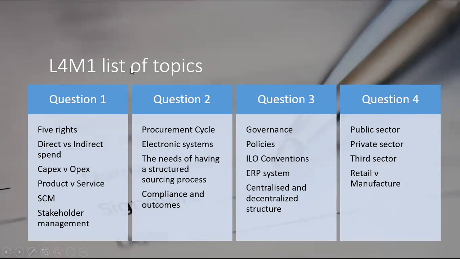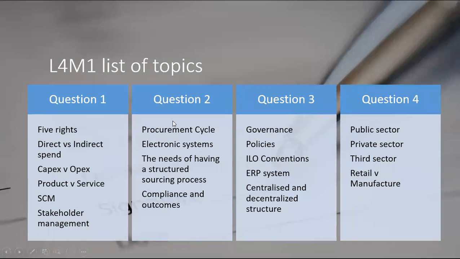For question 1, which is equivalent to chapter 1, the most common topic is the five rights. Then other topics like comparing different types of purchase. And we see here SCM, the benefits of the supply chain management approach in procurement. And finally, we have the approach to stakeholder management, how to manage stakeholders within an organization.